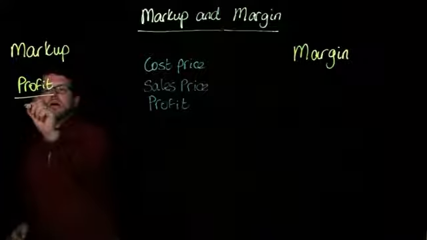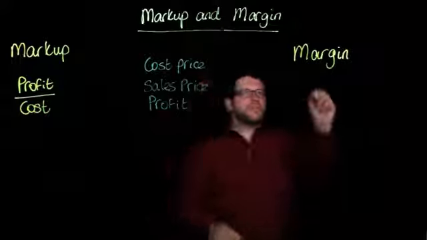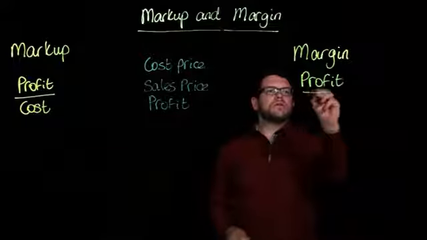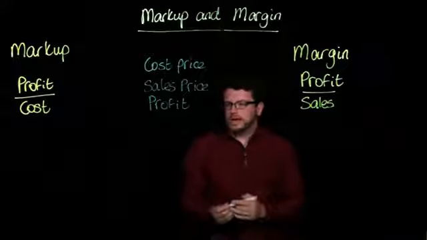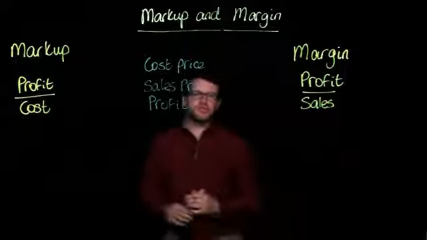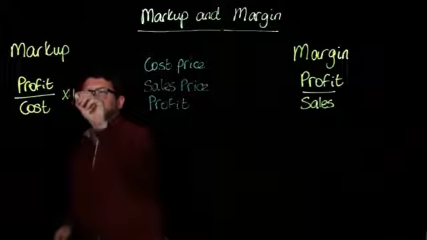So the way you might look at it is, markup is profit divided by cost. And margin is profit divided by sales. Now in both cases, we talk about markup as a percentage and margin as a percentage. So a quick way to work that out is to times both by 100.